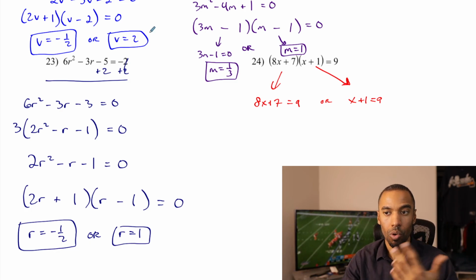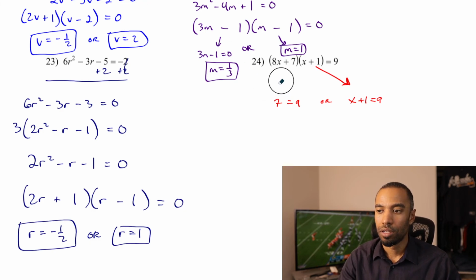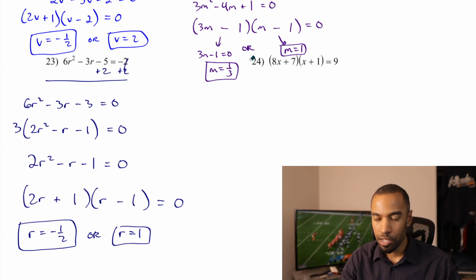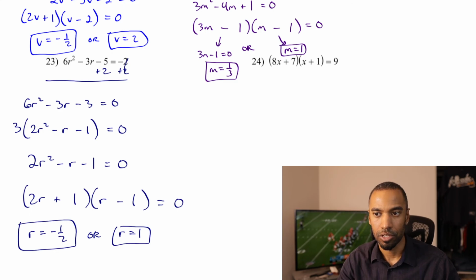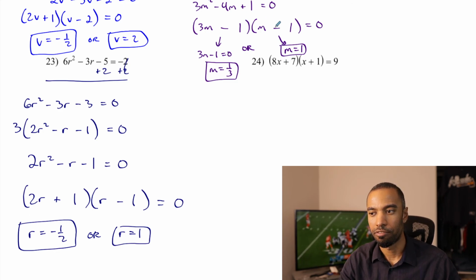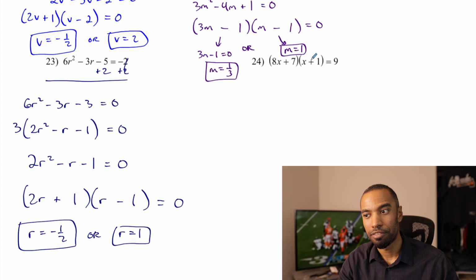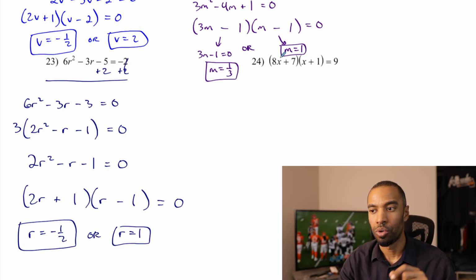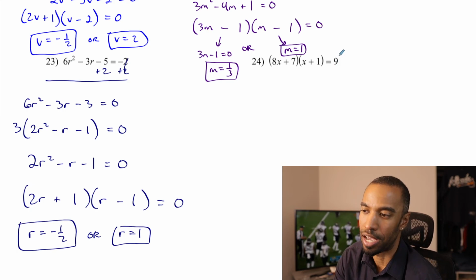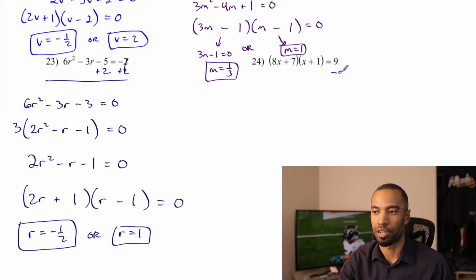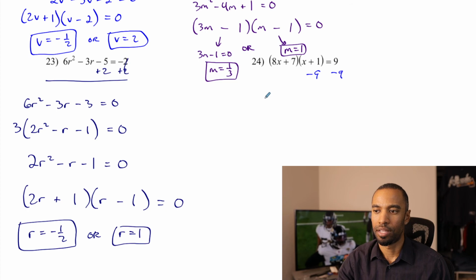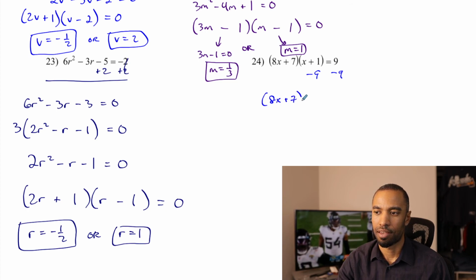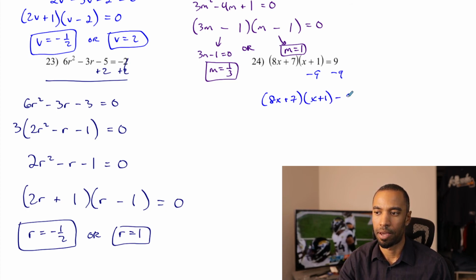So what do we do here? Well, you have to set it equal to 0, get it in standard form, and factor it. And you might say, Mr. Robinson, it's already factored. Yeah, but it's a different factoring set equal to 9. This problem takes a little bit more to do. We actually have to move this 9 over, right? I have to subtract 9 over here. And then I'm going to get 8x plus 7 times x plus 1 minus 9 equals 0.